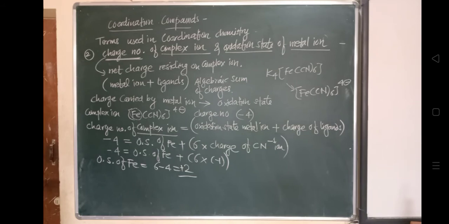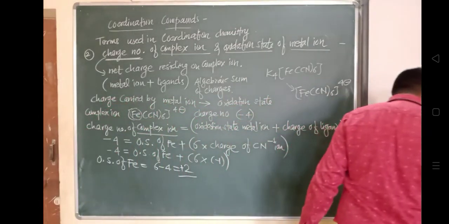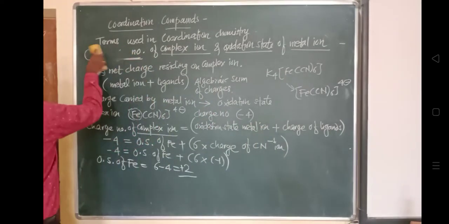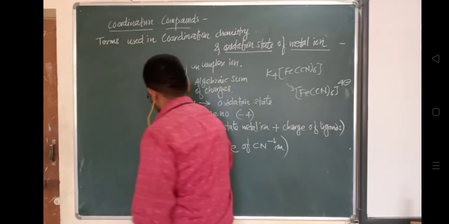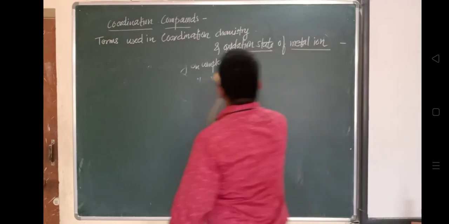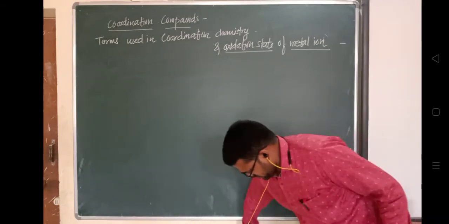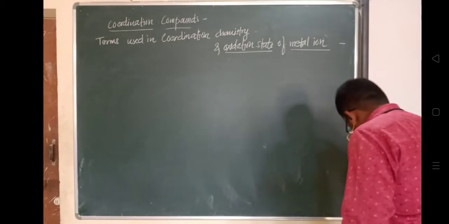The third term that is used is the coordination number of the central metal ion, which is represented by C N in capital letters. So what is the coordination number? How can we calculate the coordination number which is present over this central metal ion?